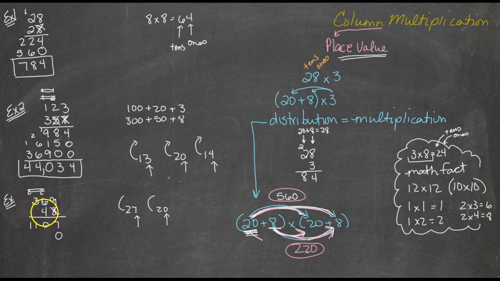Now, 4 times 9 is 36. I'm going to write the 6. I'm going to carry over the 3. And the 3 goes, let's see, I multiplied 4 times 9 to get the 36. So the 3 has to go into this column over the 6. 4 times 6 is 24, plus 3 is 27. I'm going to write the 7, and then carry the 2 over here.